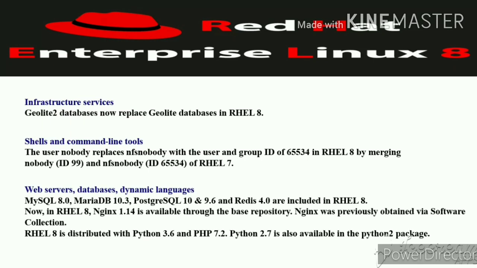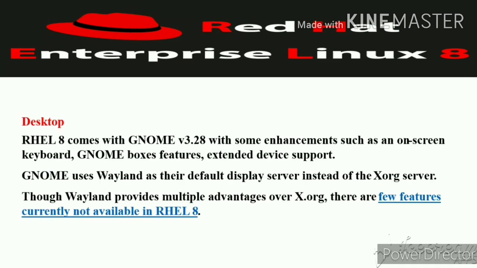Web server, database and dynamic languages. MySQL, MariaDB, PostgreSQL, and Redis are included in RHEL 8. RHEL 8 is distributed with Python 3.6 and PHP 7.2. Python 2.7 is also available in the Python 2 package. Desktop. RHEL 8 comes with GNOME version 3.28 with some enhancements such as on-screen keyboard, GNOME Boxes features, and extended device support.